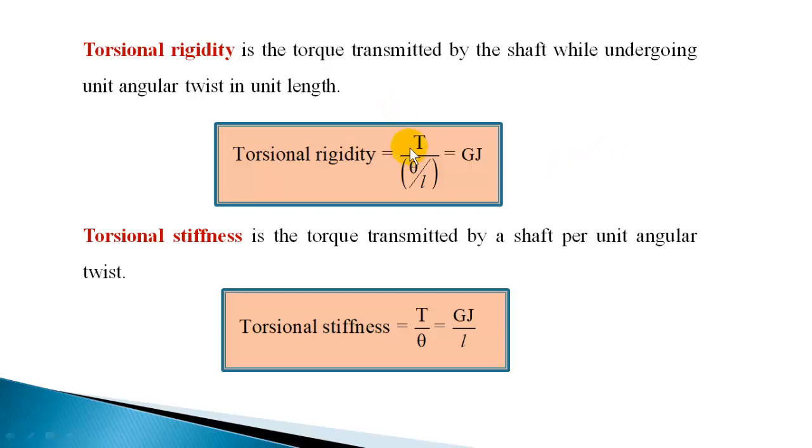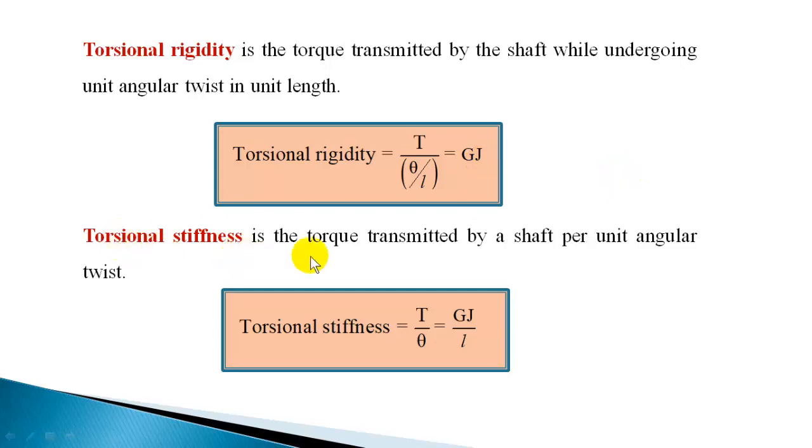That is given by torsional rigidity is T by (theta by L). So it is equal to GJ. So the torque transmitted while the shaft undergoes unit angular twist in unit length is given by GJ. So it is a material property and a cross-sectional property. The material property is G, modulus of rigidity, and the cross-section property is the polar moment of inertia. So it depends on the material and polar moment of inertia.